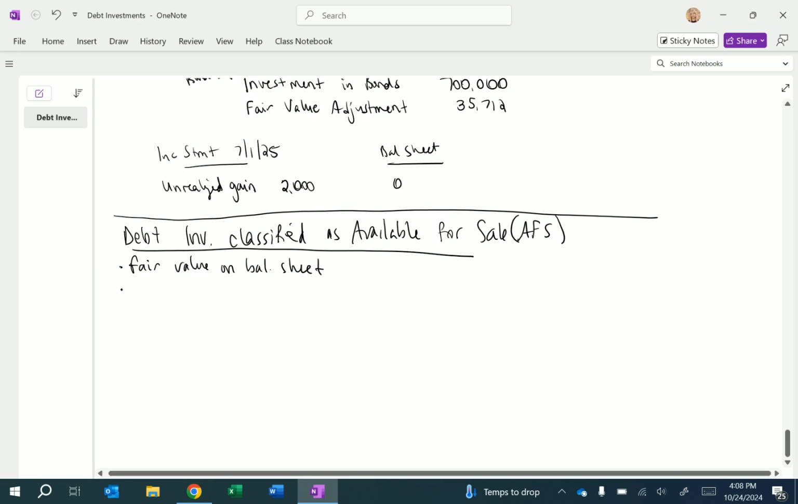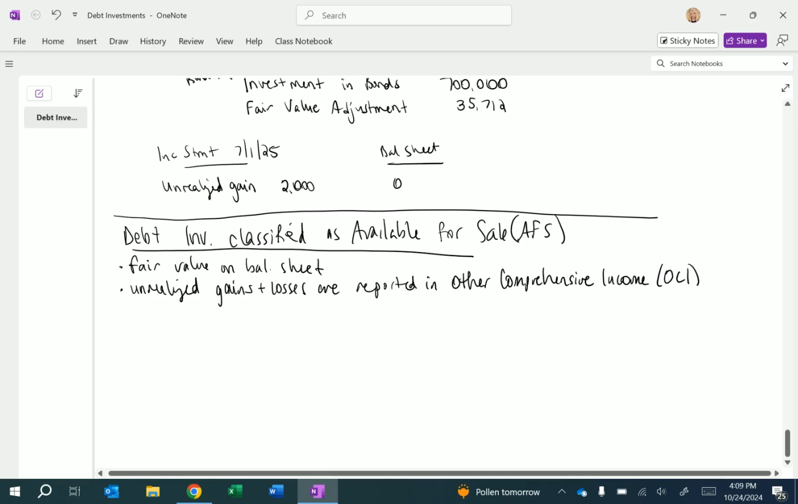And unrealized gains and losses, those changes in fair values over time, are not reported in income. They're reported in other comprehensive income. And with other comprehensive income, the most important part to take away is that the account other comprehensive income is not a part of net income.